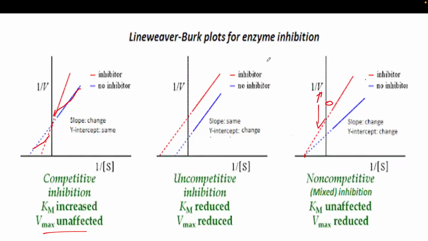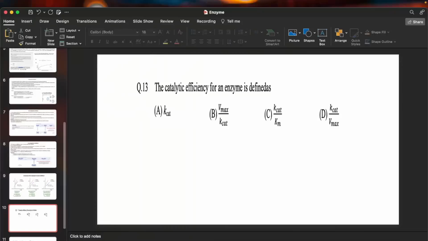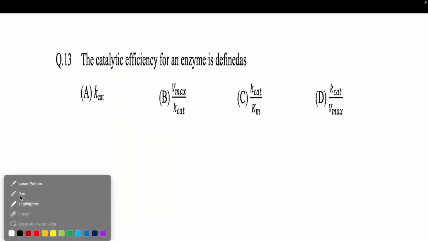So this is the plot we made for the three types of enzyme inhibition. Related to that, one question has been asked: the catalytic efficiency for an enzyme is defined as Vmax by kcat, kcat by Km, or kcat by Vmax. What will be the correct answer? Yes, option C will be the correct answer.